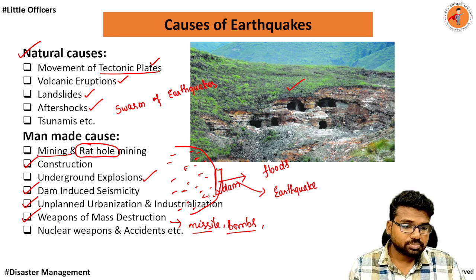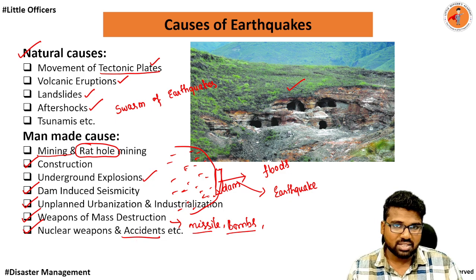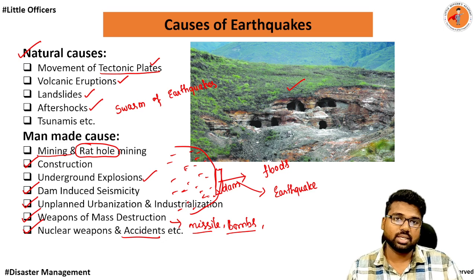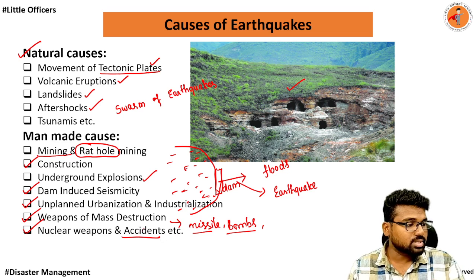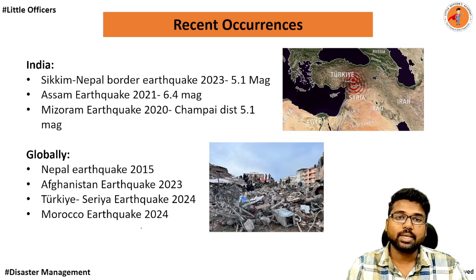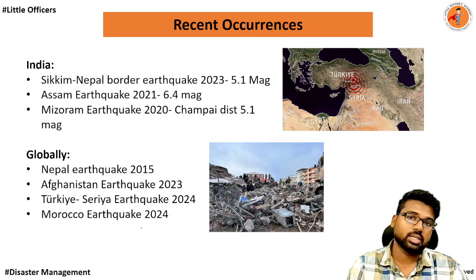Then come nuclear weapons accidents. Some of the industrial accidents or nuclear accidents, all of them have the potential to trigger earthquakes. So these are some of the man-made causes. Now, after looking at the causes, what are the recent occurrences which are worth mentioning?